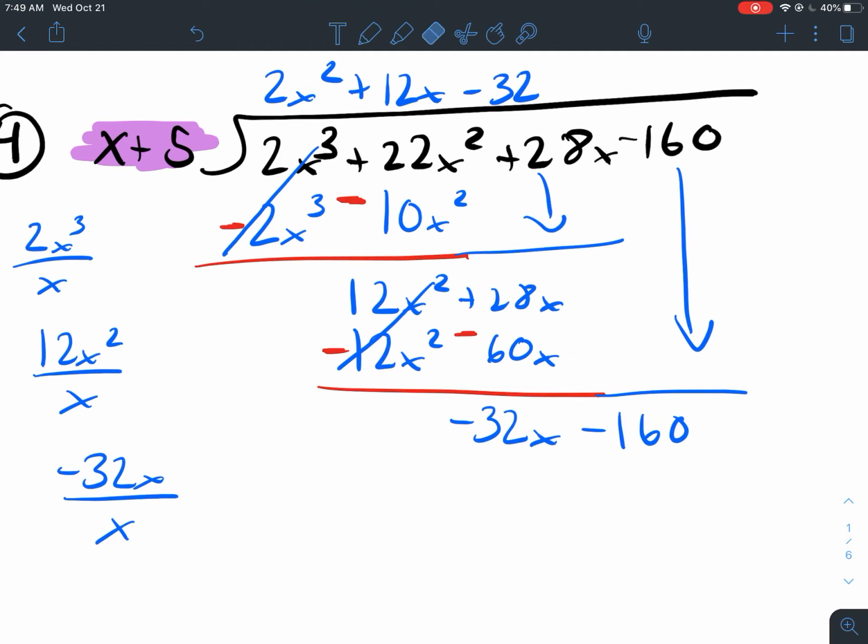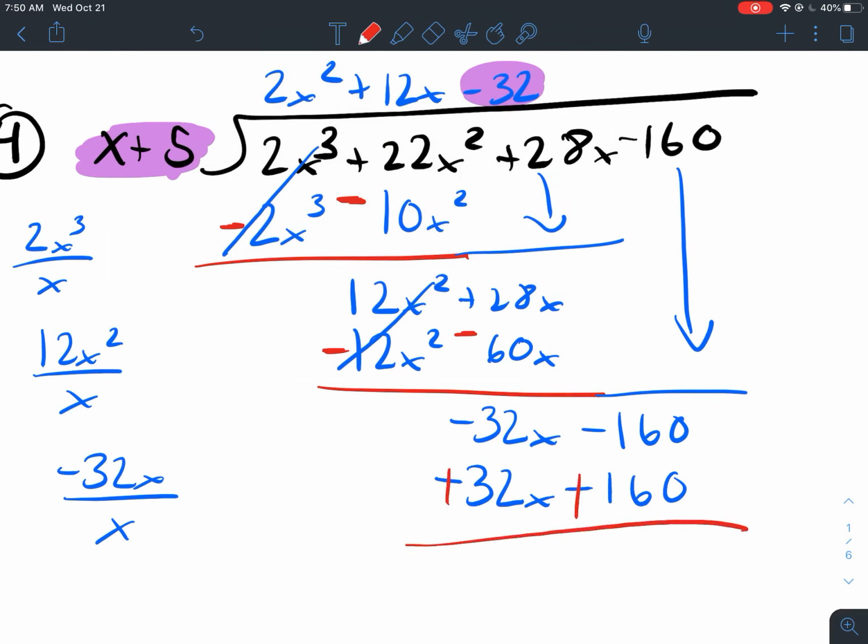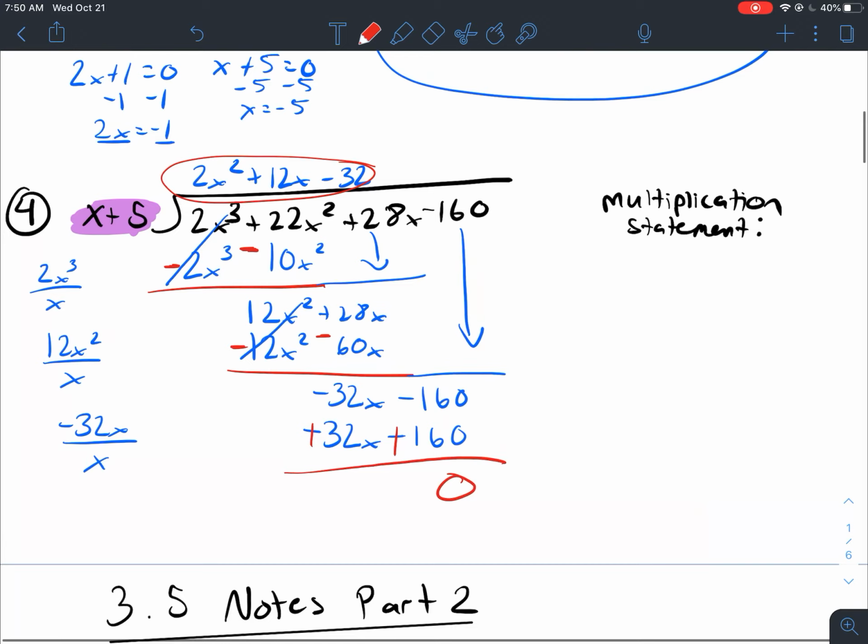All right. So again, we're going to multiply this guy by this binomial. So we do negative 32x, and then 5 times 32 is 160, so we get a minus 160. Then, of course, always change your signs, right? So we go through and do that. We get a remainder of 0. So our answer to this problem is 2x squared plus 12x minus 32.